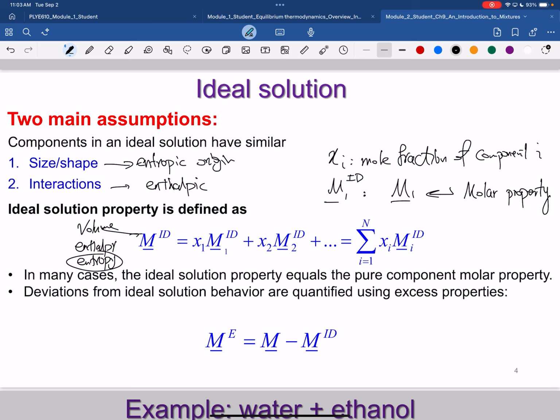There is a reason that we are using this type of definition. It's because of the entropy. We can talk about that. But in most cases, this M1 ideal that I have written is a molar property, molar volume.